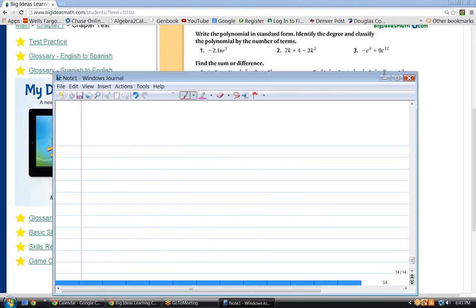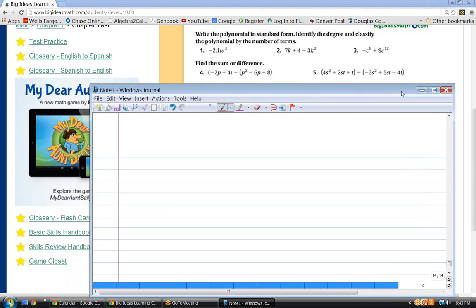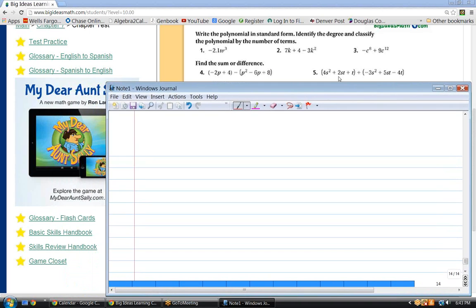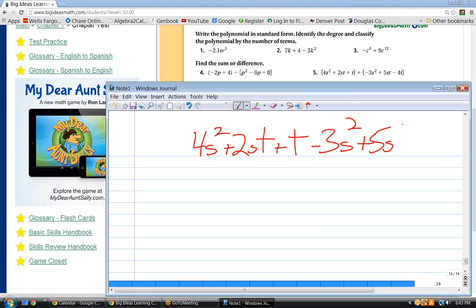Let's see. Find the sum. Okay, rather than have me rewrite this again, do we need the parentheses on the left? No. Do we need them on the right? No. Okay, so let's write what we've got. 4s squared plus 2st plus t. What's the rest of it? Minus 3s squared plus 5st minus 4t.